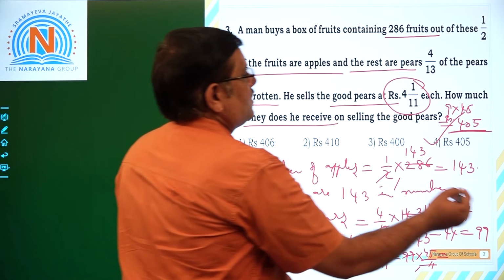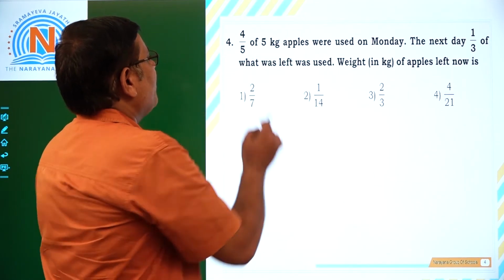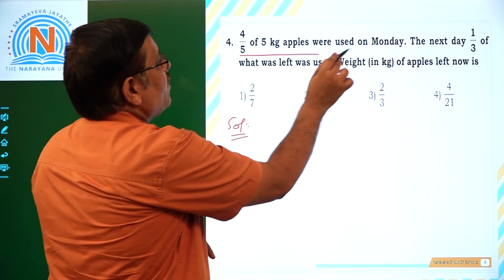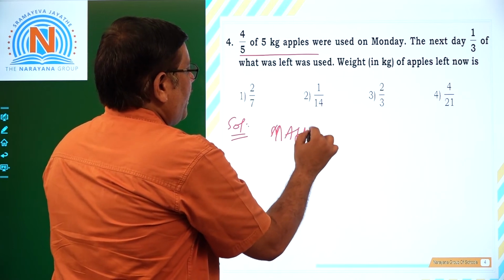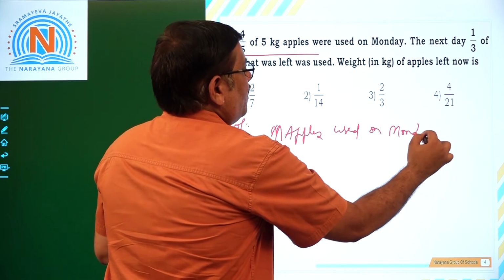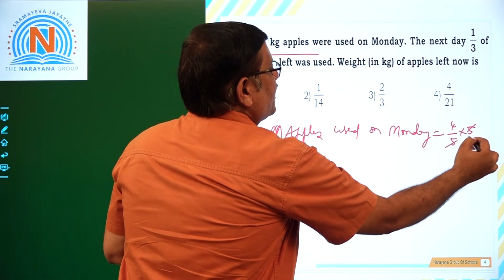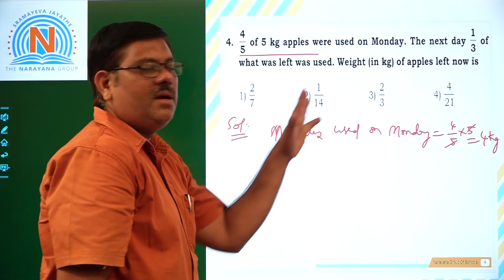Okay, so that is the right answer. Now let us see the next question. 4 by 5 of 5 kg apples were used on Monday. So apples used on Monday. How much is that? 4 by 5 of 5. That is nothing but 4 kgs. 4 kgs of apples are used on Monday.